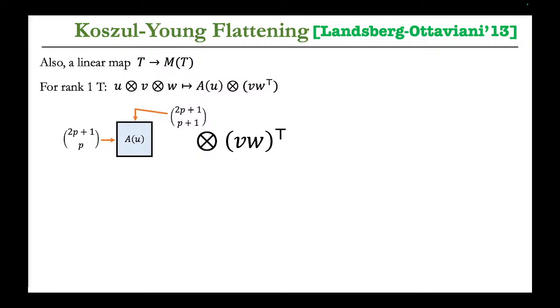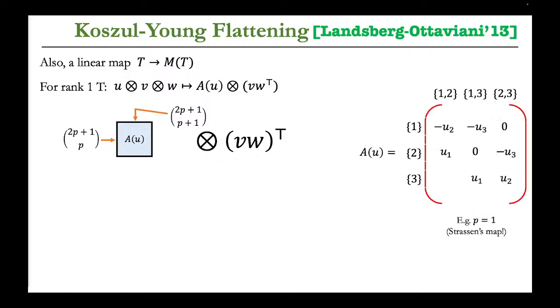So A of u is going to look like this, Kronecker producted with v w transposed. You will see in fact that I will use only the first 2P+1 entries of u. I'm going to ignore most of the entries of u. Good. Alright, so let me tell you how this map looks for P equals 1. For P equals 1, if you compute those numbers, both are 3. So it's a 3 by 3 matrix.